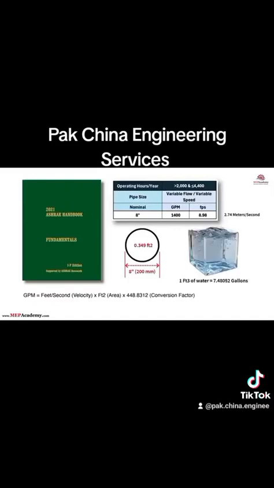1 cubic foot of water equals 7.48052 gallons. GPM equals feet per second, velocity, times square feet, area, times 448.8312, which is the conversion factor. GPM equals 9 feet per second times 0.349 square feet times 448.8312, equals 1,410 GPM. Each of these flow meters has specific strengths and limitations, so the best choice depends on factors like the fluid being measured, temperature requirements, and system pressure drop constraints.